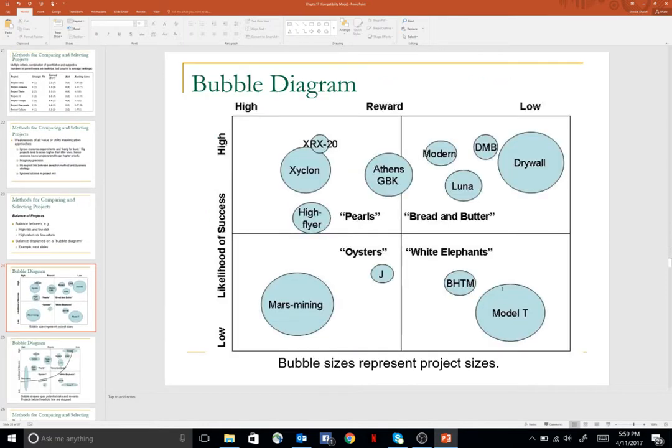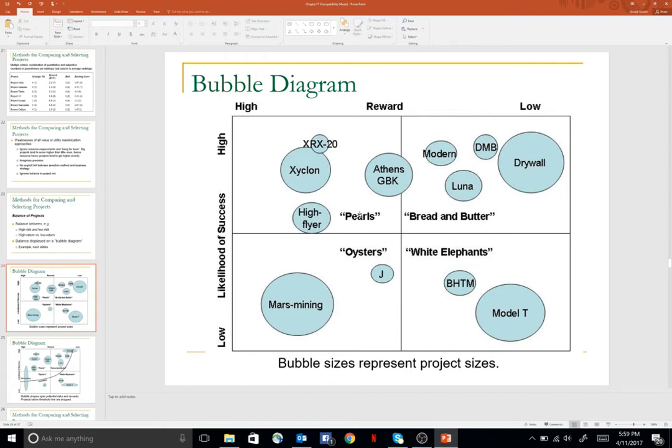This is a pretty interesting example of what we call a bubble diagram. And let's just say that these are all different projects that you see. The size of the project is given by the size of the bubble, right? So like Model T is a larger project than BHTM. And so what I mean by larger, perhaps more resources are being allocated. And really what we're trying to do is map out the likelihood of success, as you guys see here on the y-axis, and what is our reward, right?